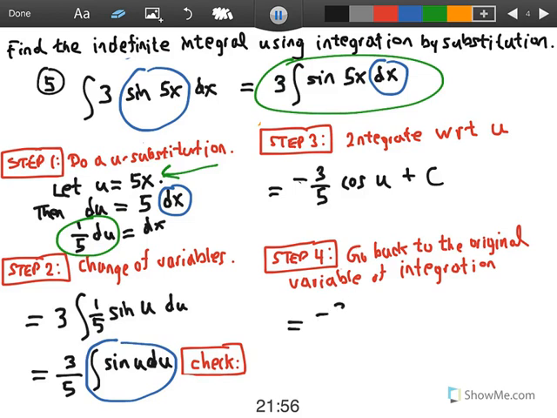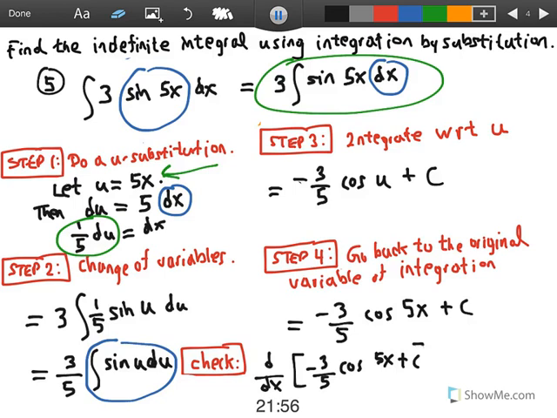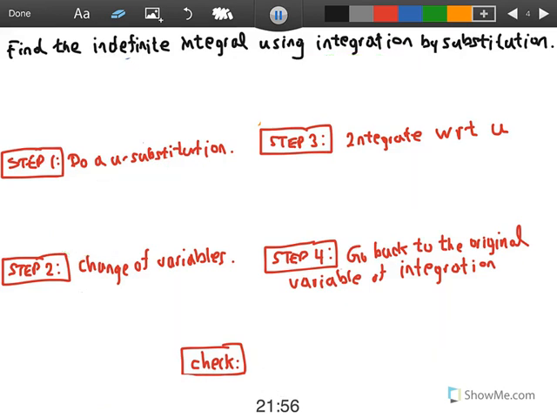Our next step is to go back to the original variable of integration. We do that simply by replacing u with 5x. And if you were to do the check, this is what you would see. The derivative with respect to x of negative 3/5 times cosine of 5x plus c is in fact the original integrand, showing you that we have found the correct antiderivative.